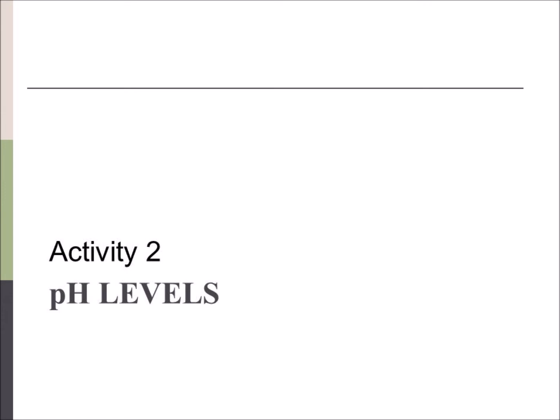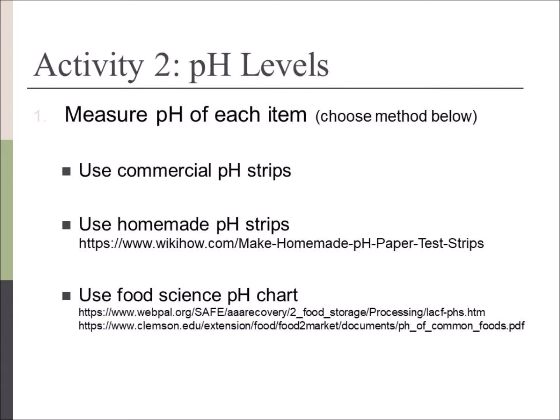For our next activity, we are going to check the pH levels of different foods. You want to use a commercial pH strip. If you don't have one available, you can make one using red cabbage. Follow this link using homemade pH strips. Or you can just use the food science pH chart and discuss the different pH levels of different foods. It's a good idea to ask kids to try to figure out what they think the pH level is before you test it or check the chart. Watch the video to see how this activity is done.